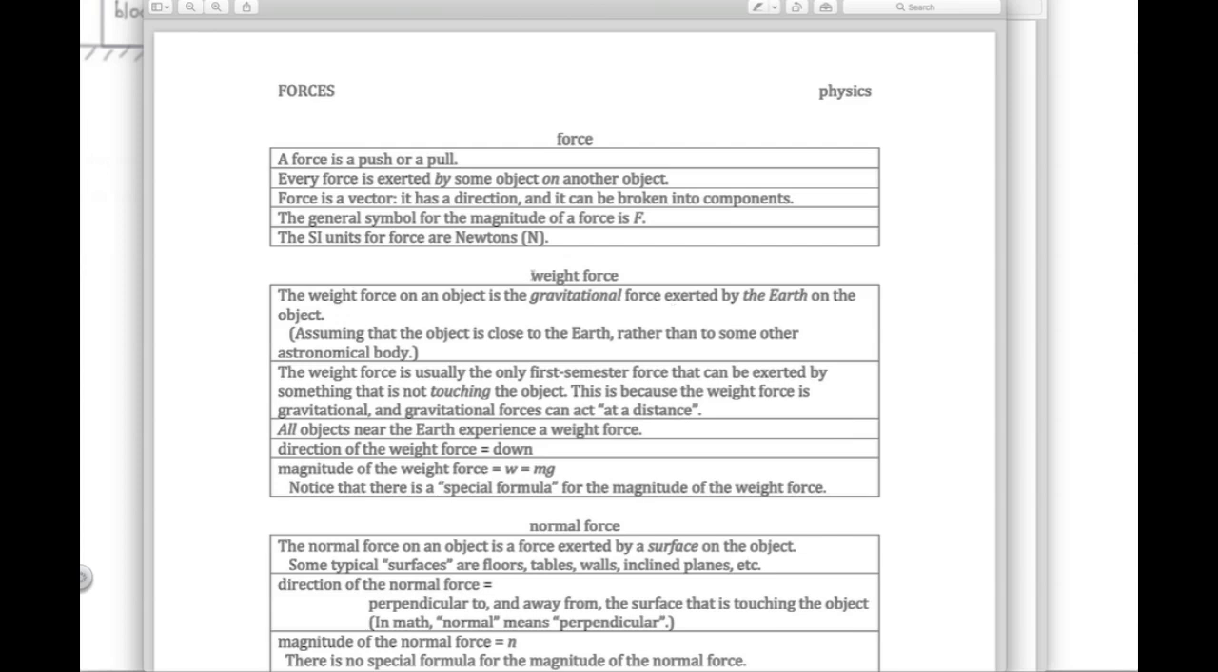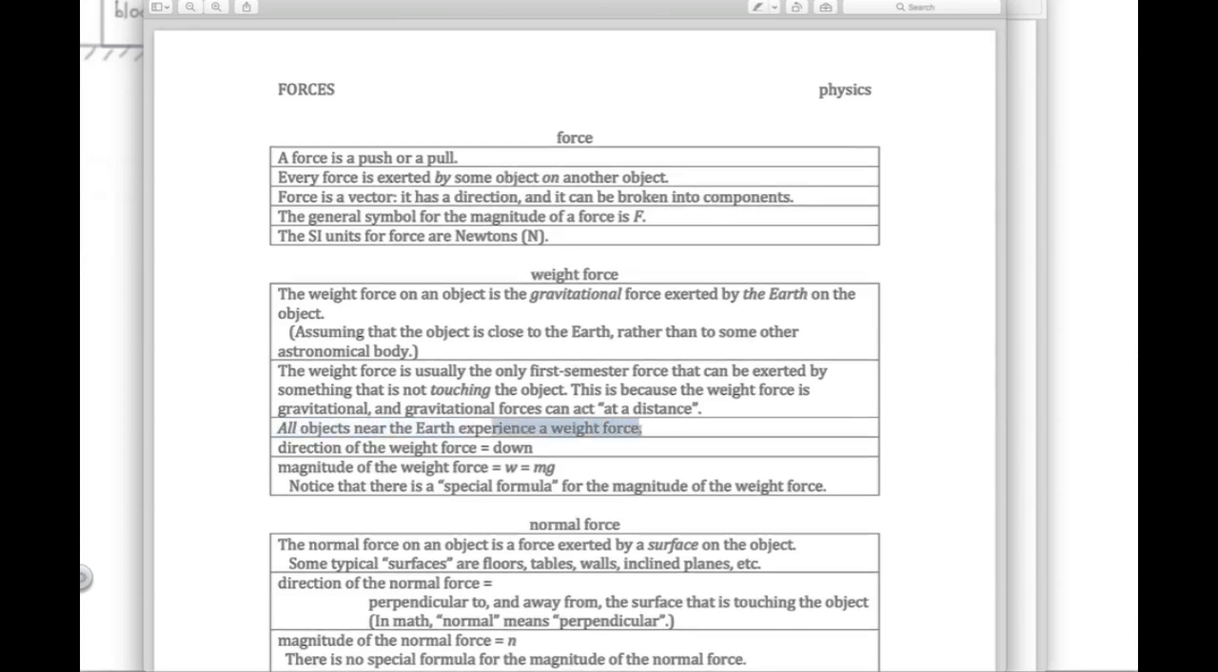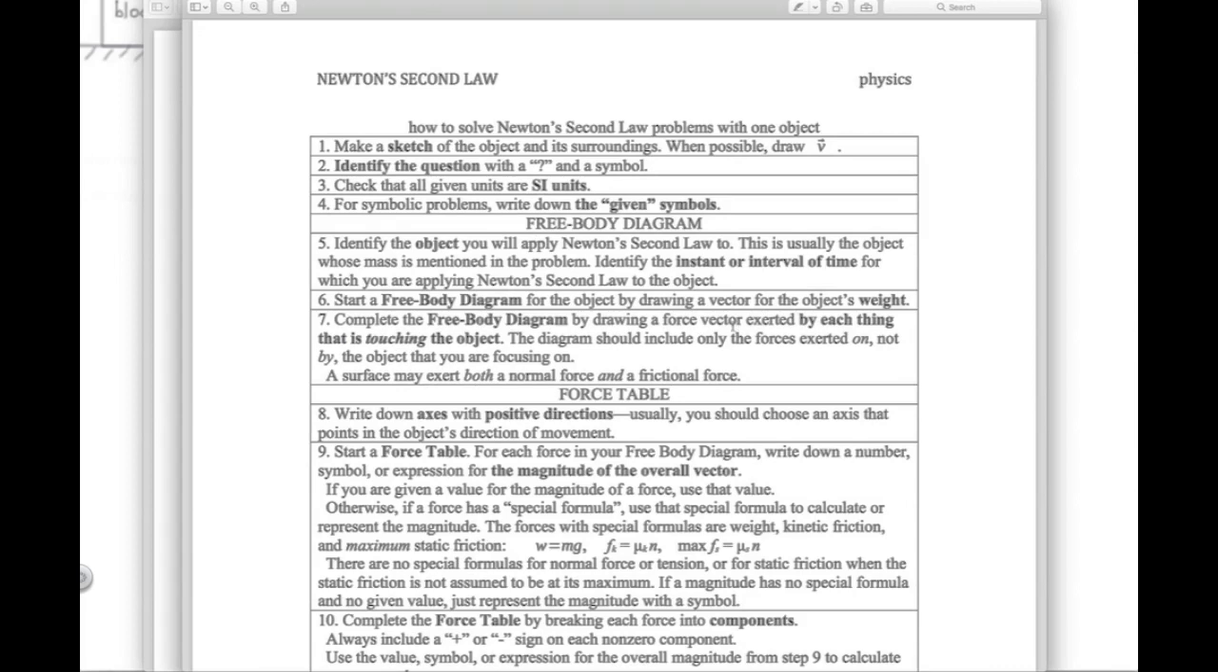You need to memorize these key facts about the weight force. The weight force on an object is the gravitational force exerted by the Earth on the object. You should memorize that the direction of the weight force is down. And you should know that all objects near the Earth or near an astronomical body experience a weight force. So for the types of problems that we're working on here, there will always be a weight force in your free body diagram. So notice you'll always complete this step of drawing a vector for the object's weight in the free body diagram. Now we will move on to the next step.